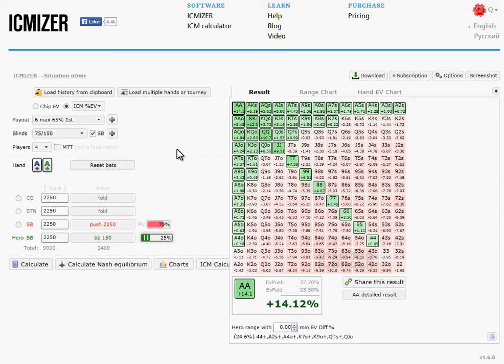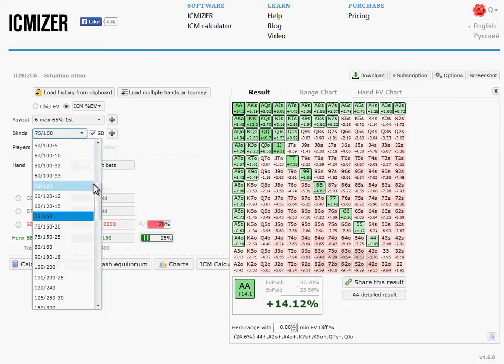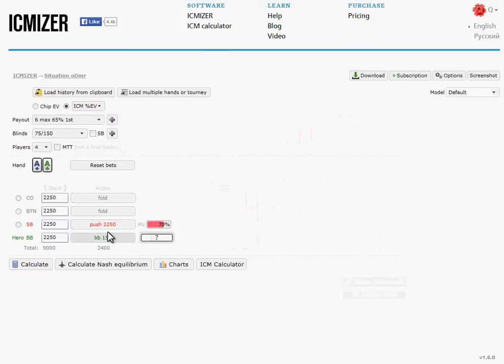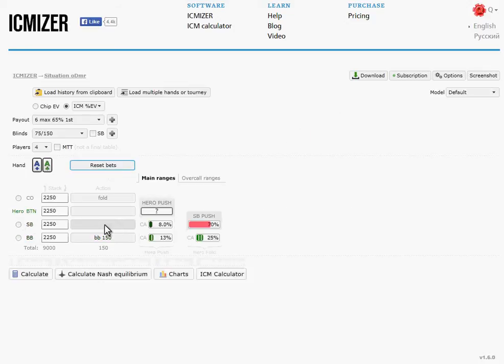The next variable which we need in order to perform a calculation is the blind level. We can choose the blind level in this drop down, and if you cannot find your blind here, you can also quickly create one. This checkbox can be used when we want to make sure that there is no small blind, which happens sometimes in tournaments. Blinds and antes form the initial pot, and the larger this pot is, the more inclined someone becomes to fight for it, to choose the push decision over the fold.